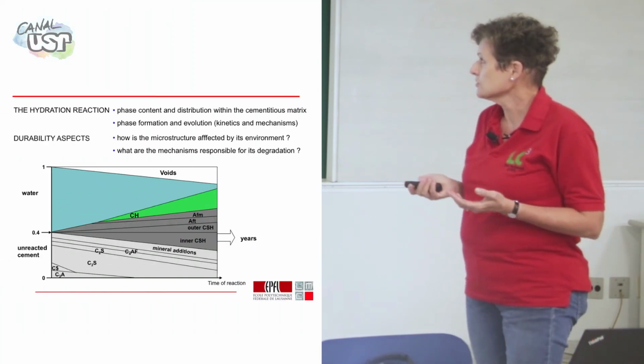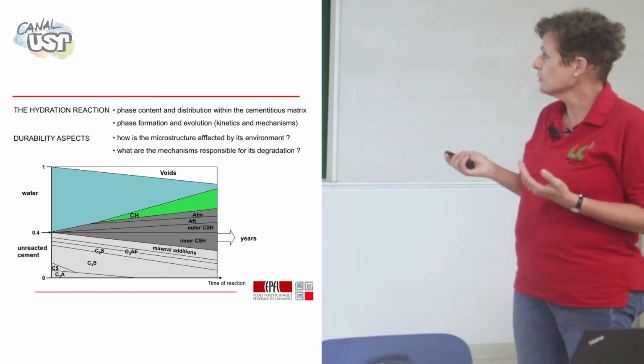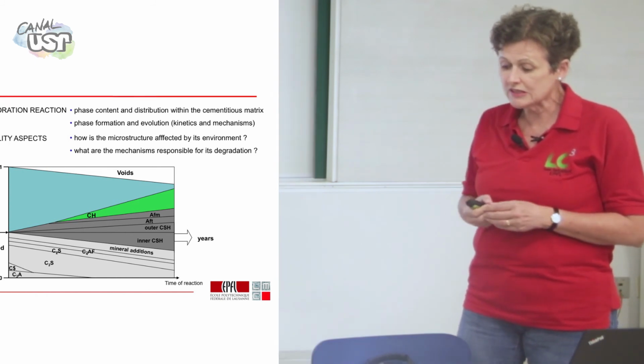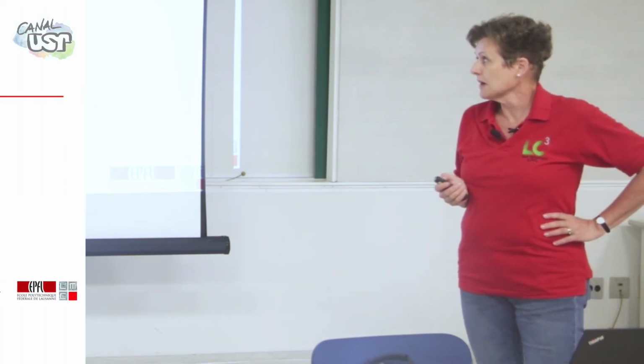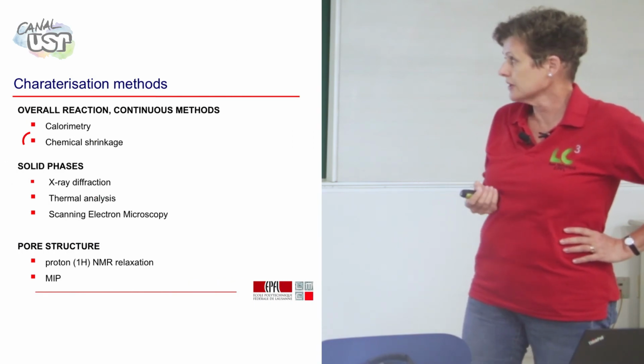So where are we? This is what we want to determine: the phase content, the distribution, and also the kinetics. We can also use these same techniques to study durability. I'm not going to talk much about that today because there isn't time. But we can also use the same techniques to look in terms of durability, how the microstructure is affected by the environment, and what are the mechanisms responsible for degradation. So the characterization methods we're going to talk about, we have these two continuous methods, calorimetry and chemical shrinkage.